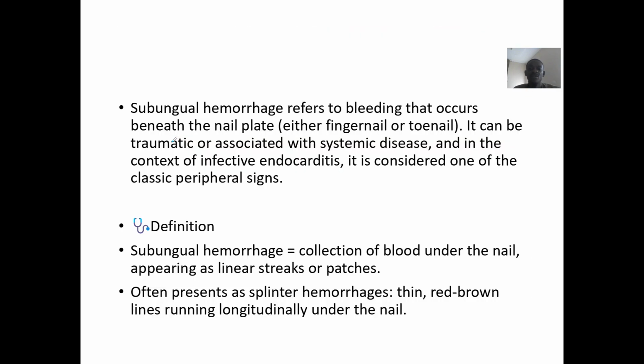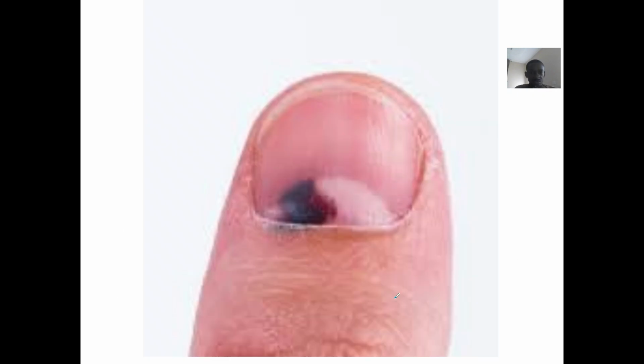So subungual hemorrhage refers to bleeding that occurs beneath the nail plate, either the fingernail or toenail. It can be traumatic or associated with systemic disease. Okay, so the most important part of this lecture is for you to know the different things that could make blood bleed under your nails. So subungual hemorrhage is just a collection of blood under the nail. Okay, it often presents as splinter hemorrhages, thin red-brown lines running longitudinally under the skin.